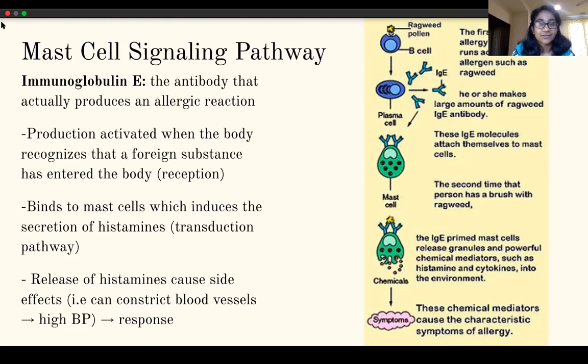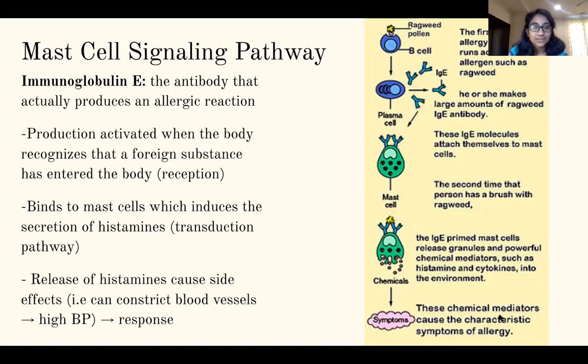Oh, okay. An allergic response occurs through a cell signaling pathway, and I think this diagram nicely sums it up. You have a ligand, you have your transduction pathway, which overall causes a response. In this case, your ligand would be the allergen. If you read this over here, it says that the first time an allergy-prone person runs across an allergen, such as ragweed, it can bind to a B cell.